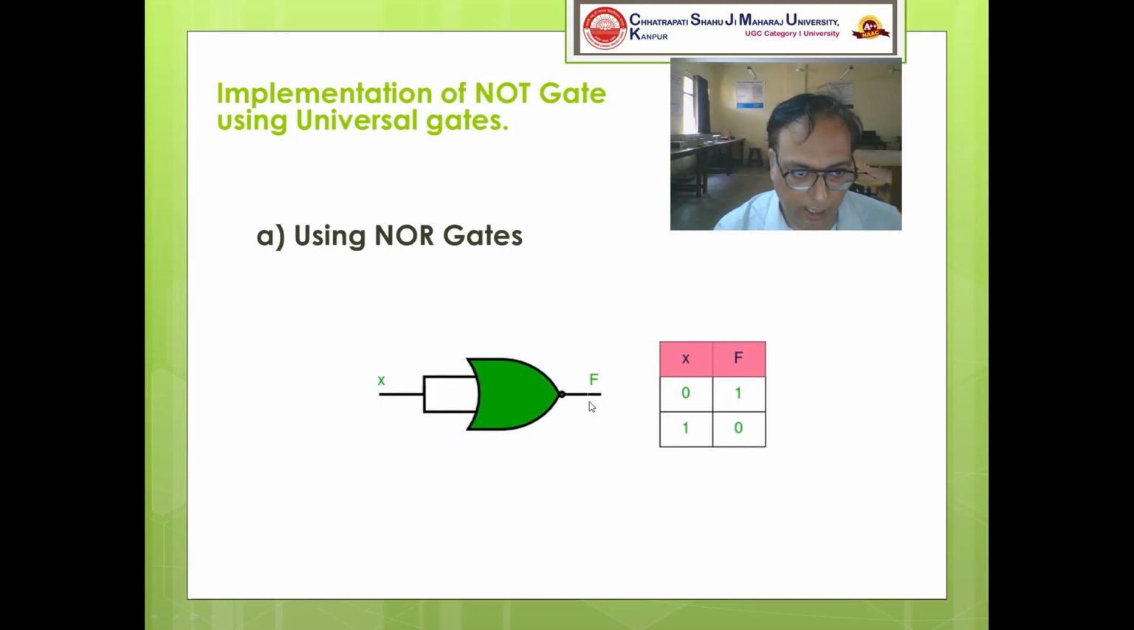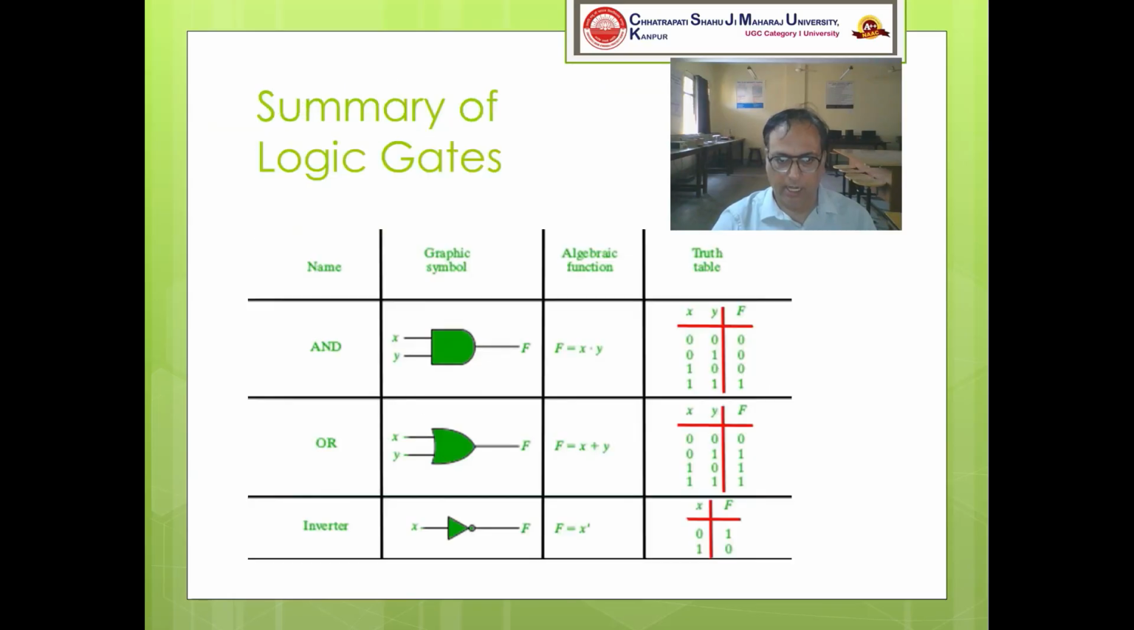Now NOT gate. Using NOR gate for the NOT gate, simply short both the inputs and give 0. You will be getting 1 as the output. If you are giving 1, you will be getting 0 as the output. As we know that for the NOR gate case, if both the inputs are 0, output is 1, and both the inputs are 1, output is 0.